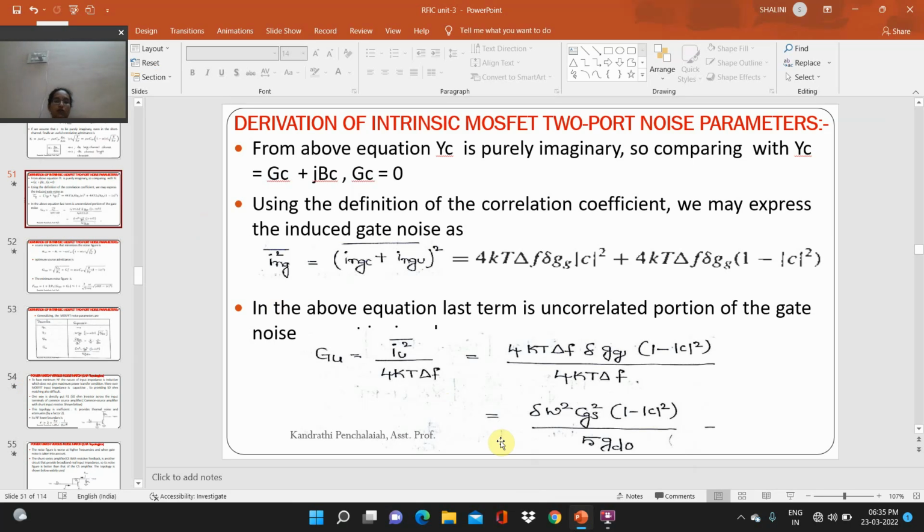i_nu squared by 4kT delta F is equal to 4kT delta F Gg into 1 minus mod c squared, which is 4kT delta F delta omega squared Cgs squared into 1 minus mod c squared by 5 Gd0.